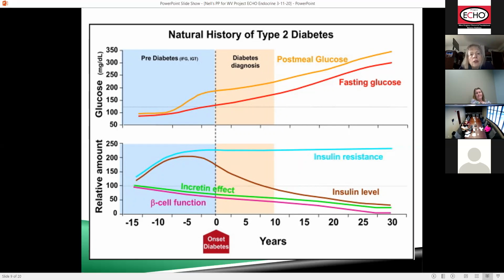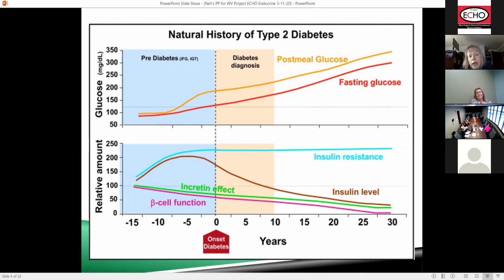So on the top graph, we have post-meal glucose is the gold line, and fasting glucose is the red line. Notice that it starts going a little above normal at the onset of diabetes, because that's how we diagnose diabetes these days: fasting blood sugar of 126 or higher. But notice what's going on about 8 years before the diagnosis of diabetes: the post-meal glucose is too high, but we don't generally pay a lot of attention to that. So we know that's going on with type 2 diabetes.